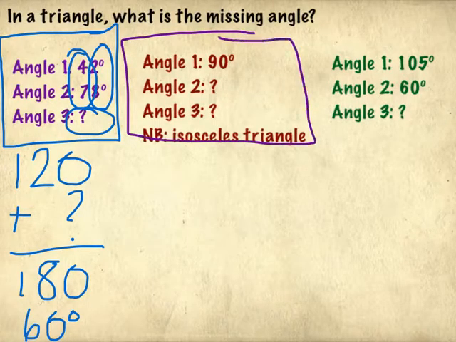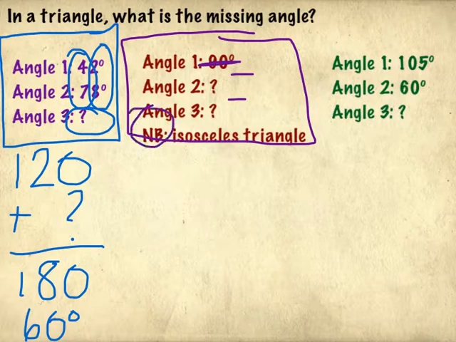This one tells me that angle 1 is 90 degrees, and I don't know angle 2 or angle 3, but it does tell me that it's an isosceles triangle. NB, by the way, is just a Latin thing that means make sure you notice. So isosceles triangles have to have two angles that are the same. The other angle can't be 90 degrees because 90 plus 90 is 180, so that would mean there was nothing for the third angle. So these two guys must be the same.